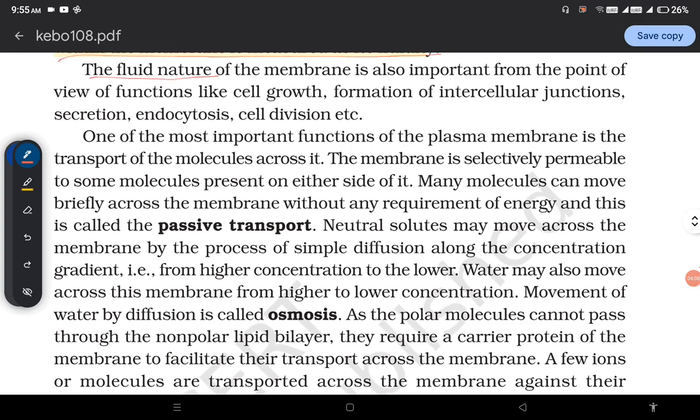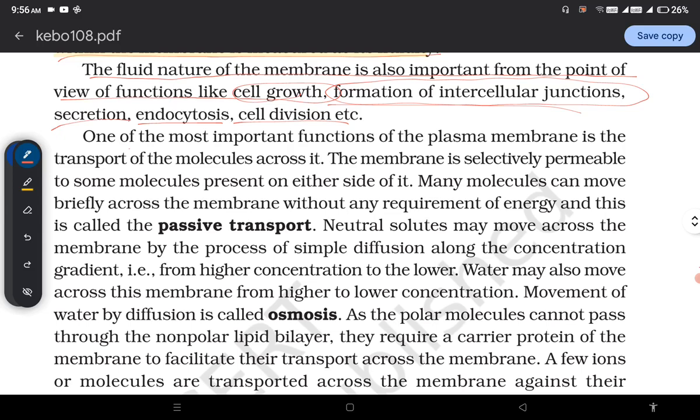The fluid nature of the membrane is also important from the point of view of functions like cell growth, formation of intercellular junction, secretion, endocytosis and cell division.